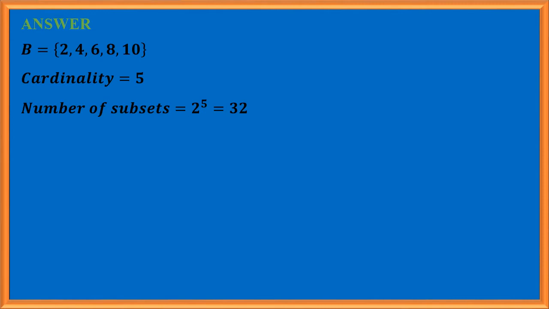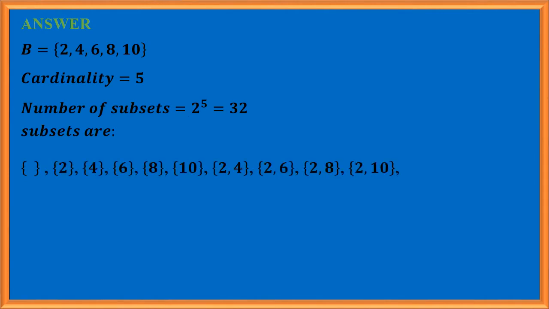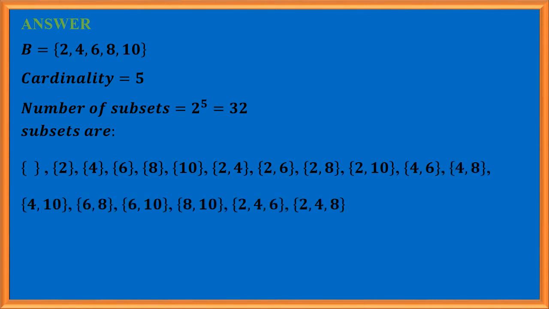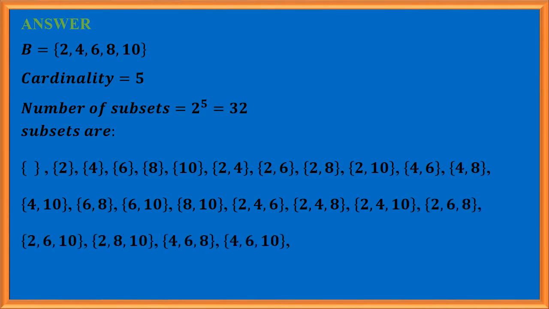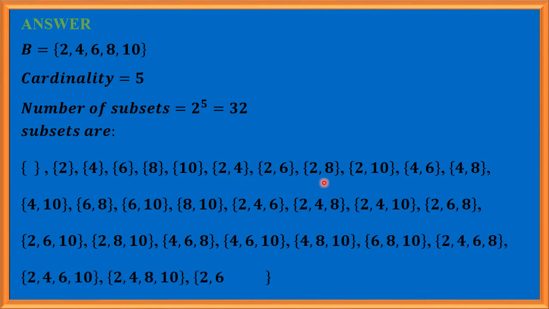By listing the subsets, we'll start with the null set. So we'll have the null set, then sets containing 2, 4, 6, 8, 10. Those are the single elements. Then we'll combine double elements. So from the double elements, we'll get {2, 4}, {2, 6}, {2, 8}, {2, 10}, {4, 6}, {4, 8}, {4, 10}, {6, 8}, {6, 10}, {8, 10}. These are the double or the 2 elements.